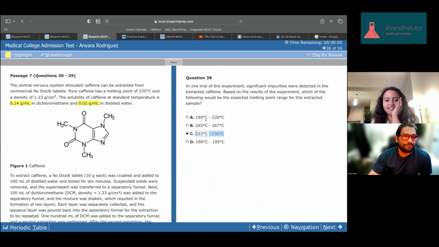In one trial of this experiment, significant impurities were detected in the extracted caffeine. Based on the results of the experiment, which of the following would be the expected melting point range for this extracted sample?